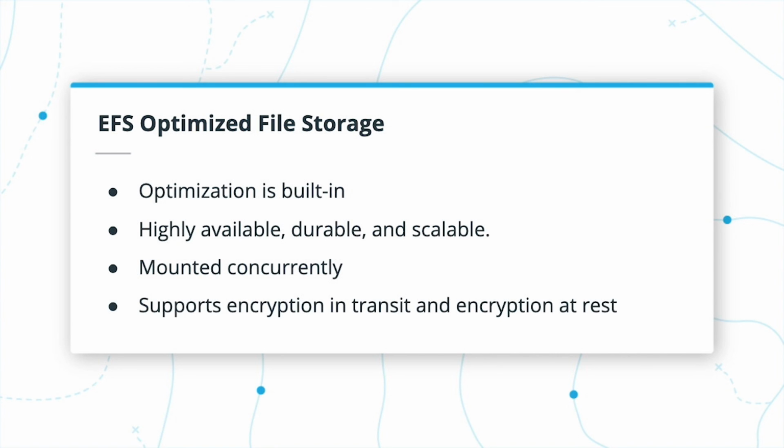Amazon EFS supports two forms of encryption: encryption in transit and encryption at rest. Choosing to enable either or both types of encryption for your file system has minimal effect on I/O latency and throughput.